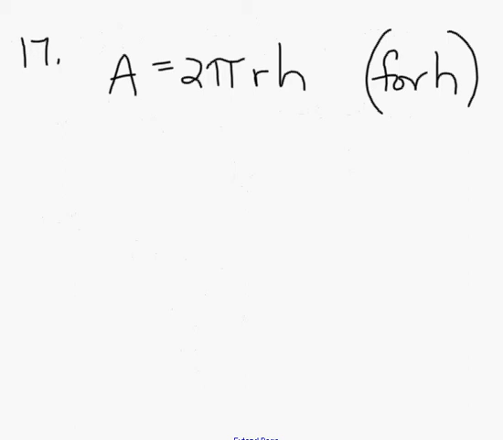The instructions for problem 17 say solve each formula for the specified variable. Here I have A equals 2 pi r h, and I want to solve for h. That means I get h alone on one side of the equal sign and everything else on the other side. This is a pretty simple one because I'm simply multiplying h by 2 pi and r, and remember we always do the opposite operation, and that means I need to divide by 2 pi and r.